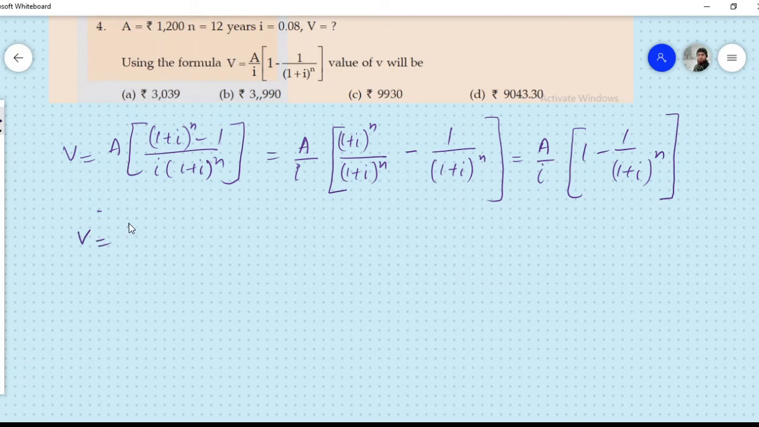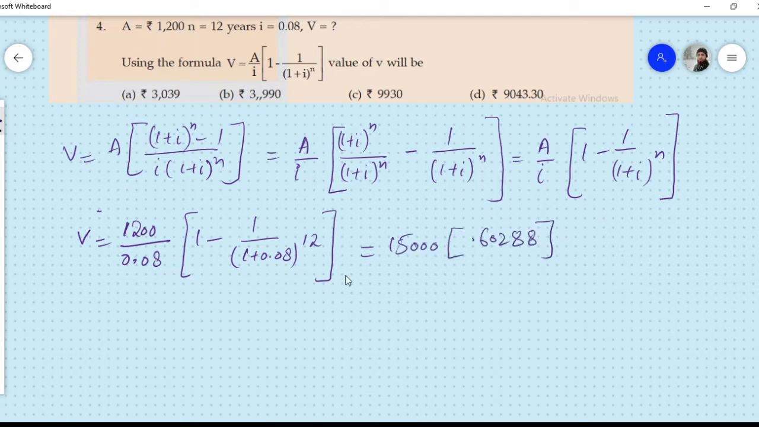Now we will use the formula to find V. Since V is equal to A, which is 1200, divided by I, which is 0.08, we simply give the values: 1 minus 1 divided by 1 plus 0.08 powered by n, and n is 12, so n is to be replaced by 12. Now after finding its values, it is equal to 15,000 into 0.60288, when multiplied it is equal to 9043.30. Therefore option D is the correct option.